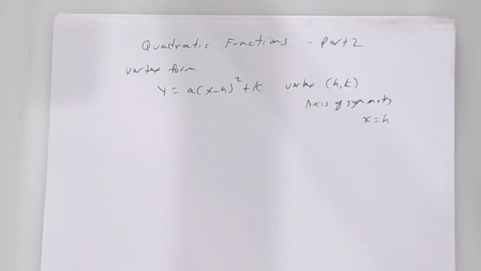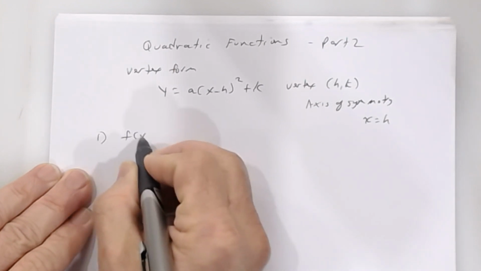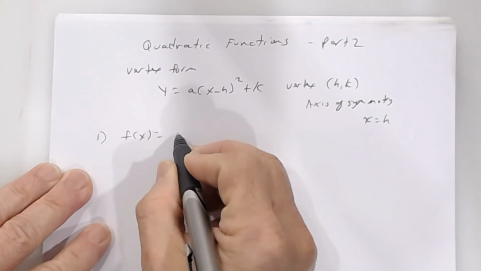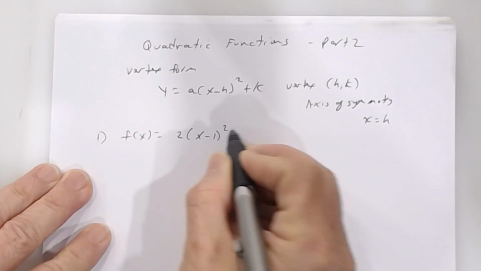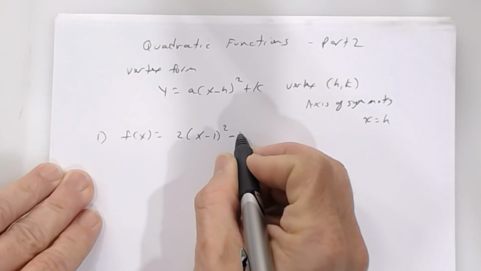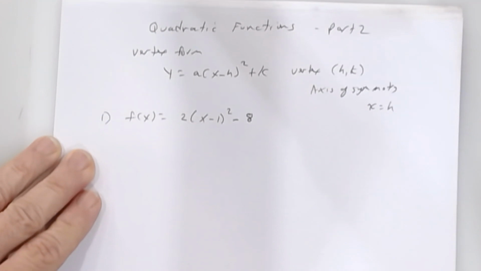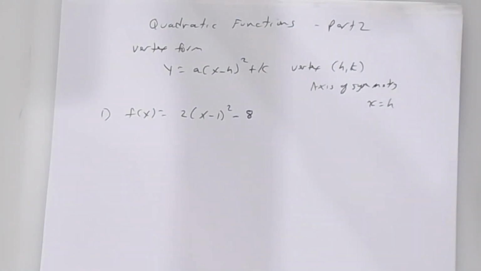Okay, so yesterday then we had this example. We said f of x equals, and I'm making this up, 2 times x minus 1 squared, let's say minus 8. All right, so 2 times x minus 1 squared minus 8. And there were a bunch of things that we found for that quadratic function. First of all, the vertex. What's the vertex?